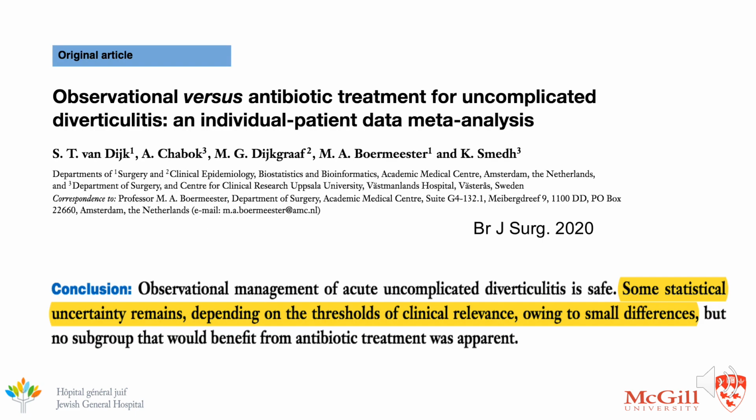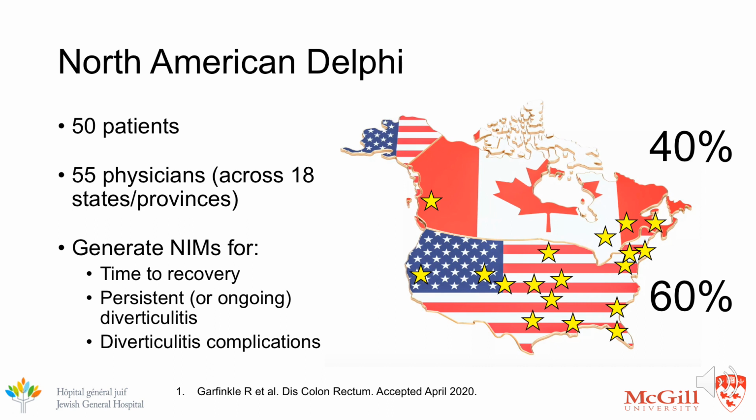Even the authors of AVOD and Diabolo, in their recent IPD meta-analysis of their own trials, stated in the conclusion that some statistical uncertainty remains, depending on the thresholds of clinical relevance owing to small differences. Our research group at McGill University thought this was pretty interesting, and to try and address some of these considerations, we led a North American Delphi study, including patients and physicians from 18 states and provinces, to better understand what they may be willing to accept as a trade-off in order to avoid antibiotics in uncomplicated diverticulitis.